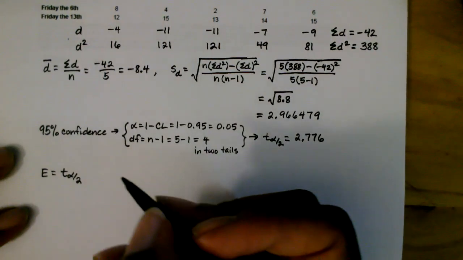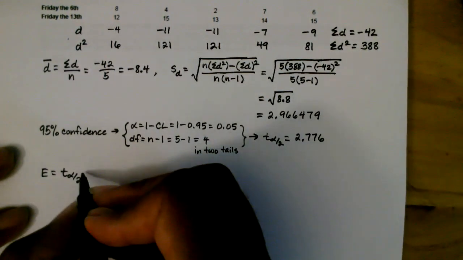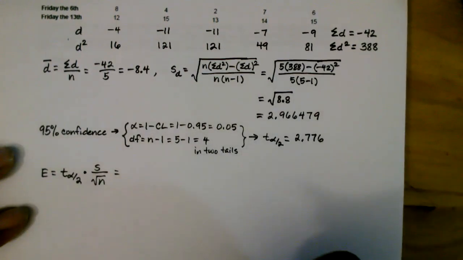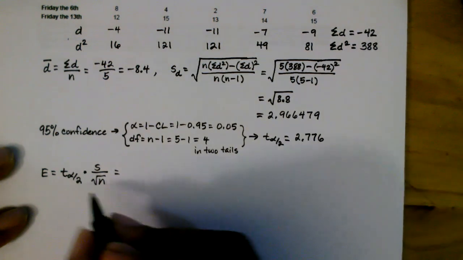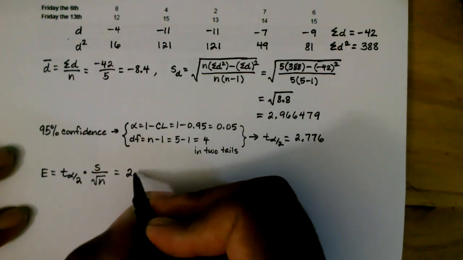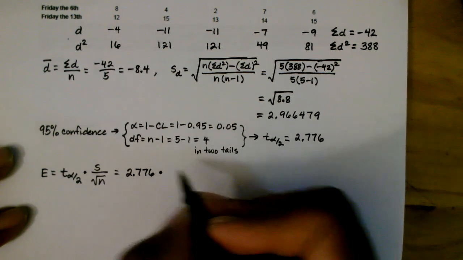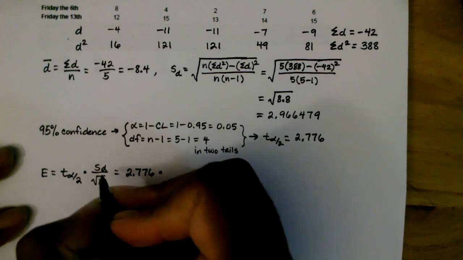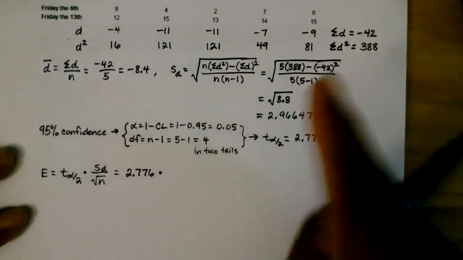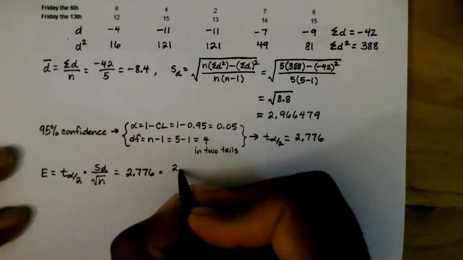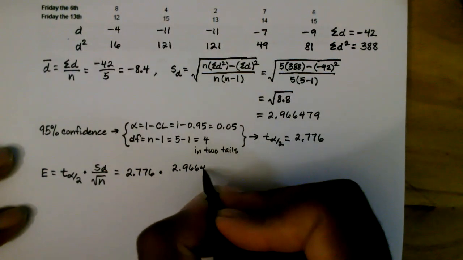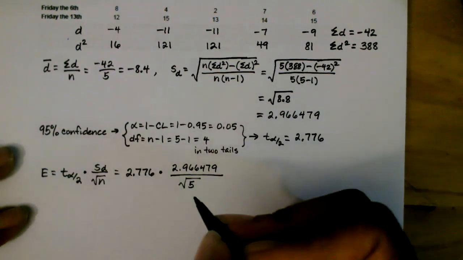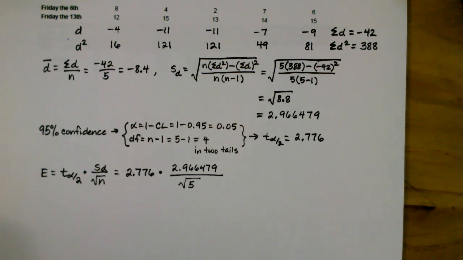So to find the margin of error, we use this: t sub alpha over 2 times s over the square root of n. That would give us E, the margin of error. Our substitution: t sub alpha over 2 is 2.776, which is that critical t value, times, and we're using S sub d, which is 2.966479, all divided by the square root of n. That's the number of paired data. That will be 5.